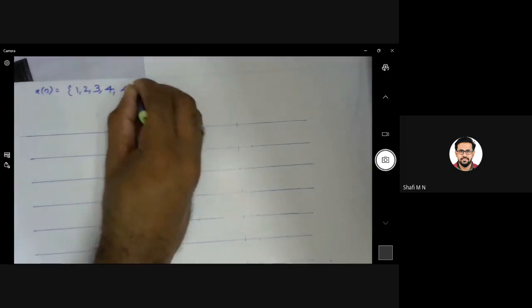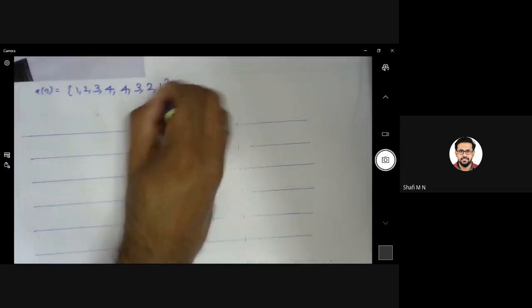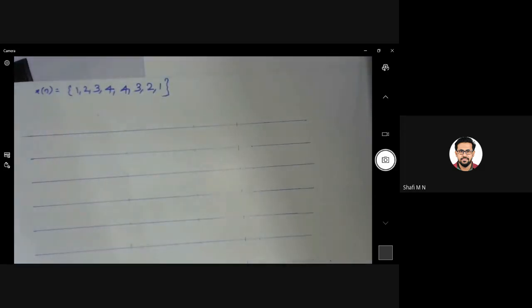Find the 8-point FFT of x of n equal to 1 2 3 4 4 3 2 1. So you have a sequence of length 8, right? You have to find the 8-point DFT, that's the question.